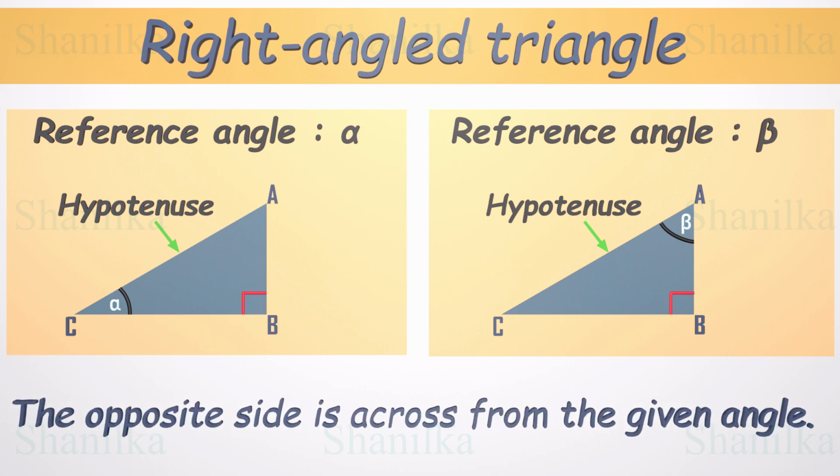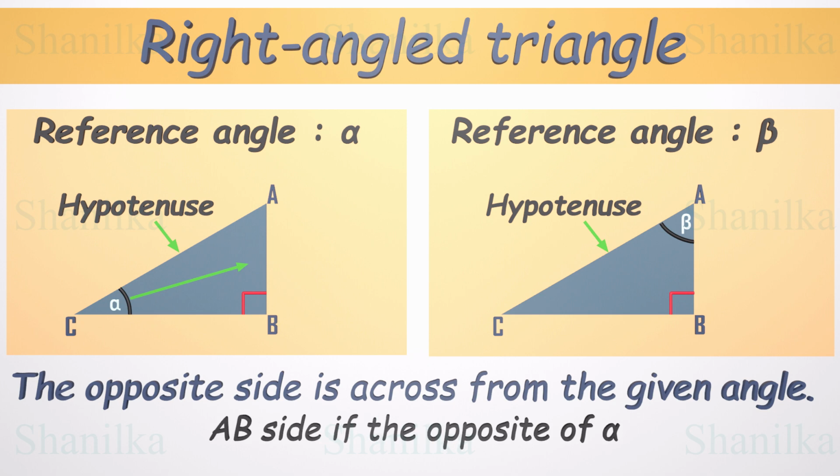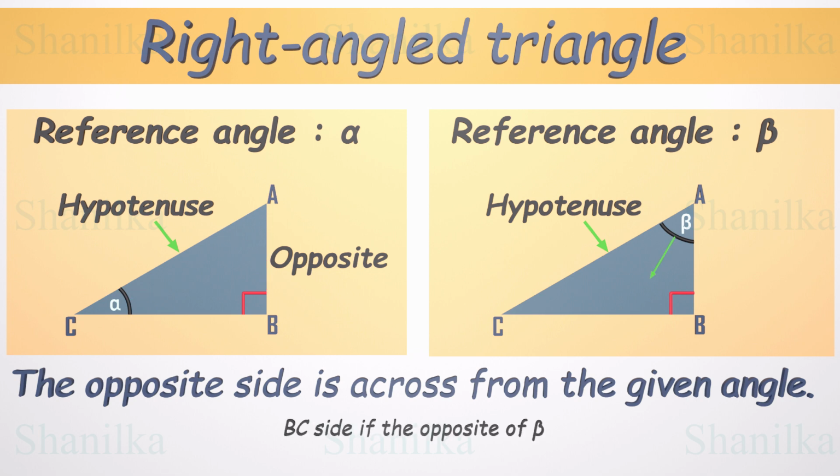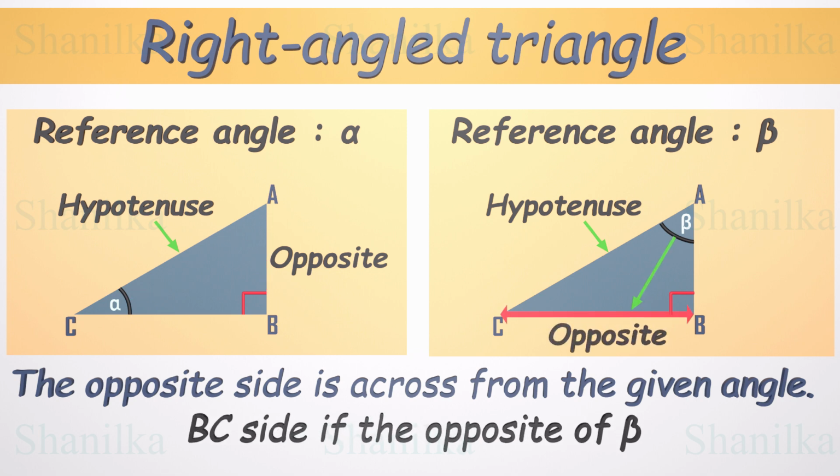The opposite side is across from a given angle. For example, if you take alpha as the reference angle, the opposite side is AB. If you take beta as the reference angle, the opposite side is CB.